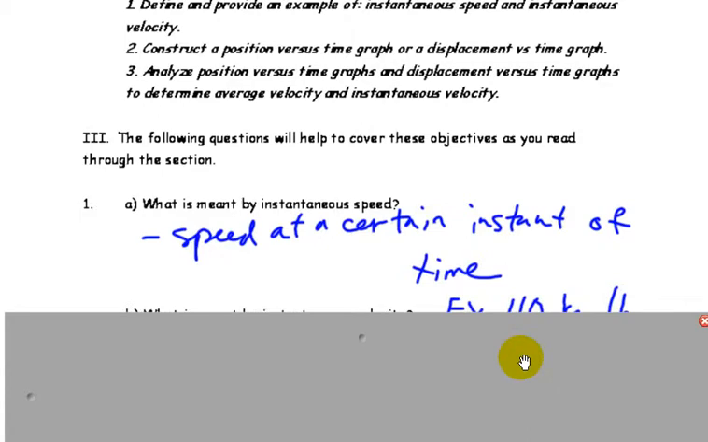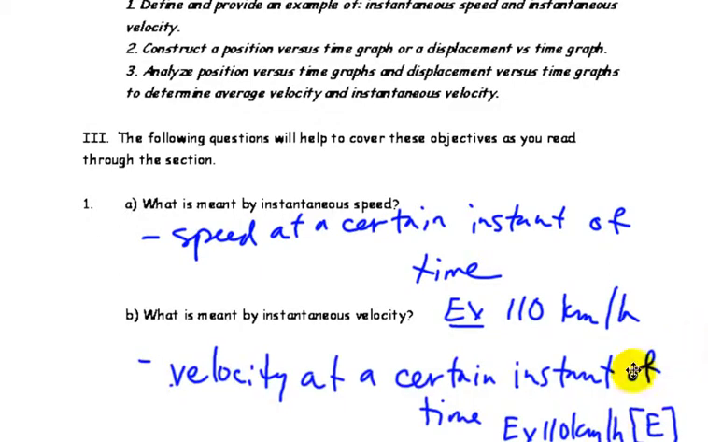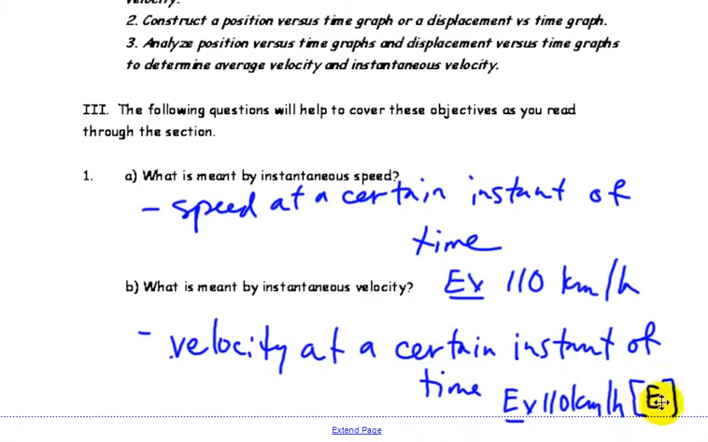So first of all, instantaneous speed is simply speed at a certain instant of time. If you're traveling along the Trans-Canada Highway, look at your speedometer, 110 kilometers per hour, that is instantaneous speed. Instantaneous velocity is the same thing, except we have a direction this time. If you're going east towards Manitoba, you'd be going 110 kilometers per hour east.